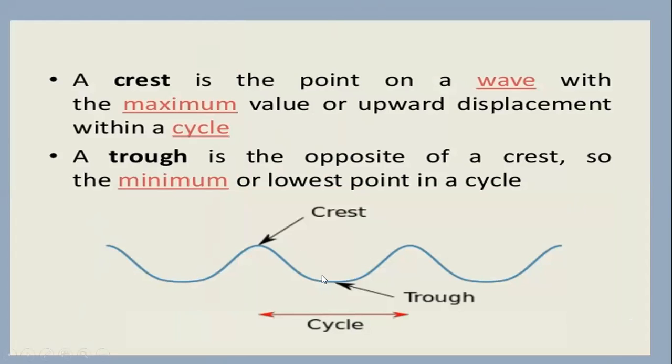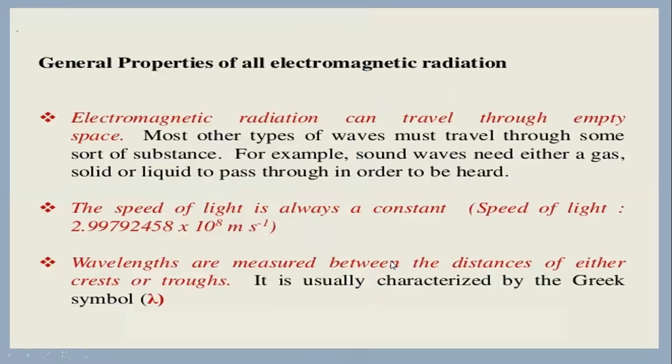Here the example is given, how this is the crest, how this one is the trough. Many times in the calculation also we need to take care how we can calculate the crest, how we can calculate the trough. So these are general properties we should remember while we are learning about electromagnetic radiations.